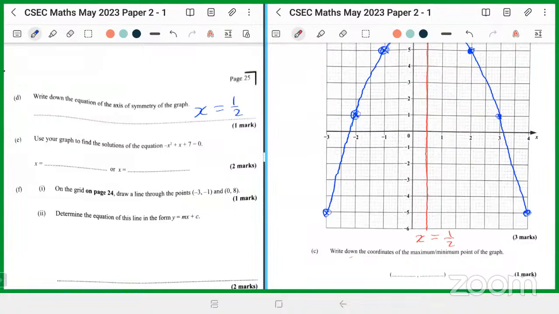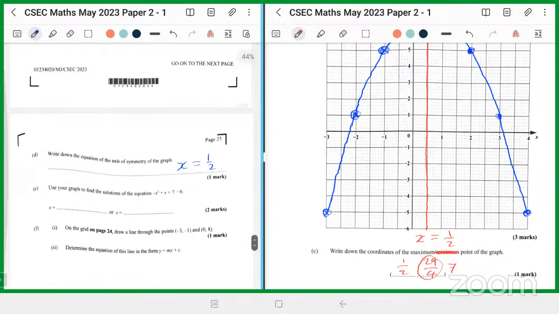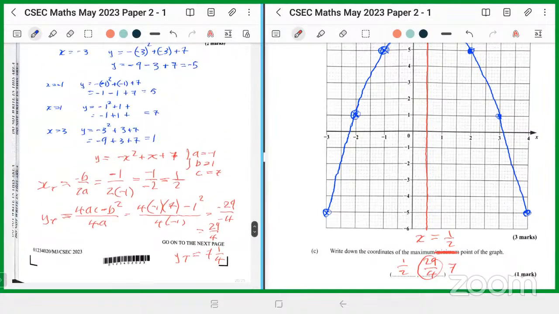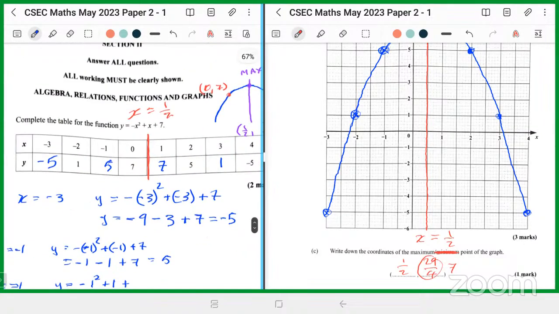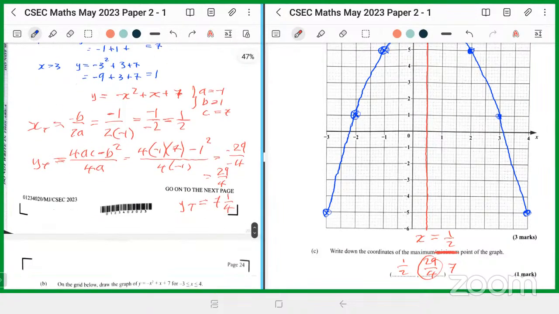And below the graph, they wanted us to write down the coordinates of the maximum or minimum point. This is the maximum point, so I'm going to cross this out. It's a maximum point: half, 29 over 4. If you want, put 7 and a quarter. Plenty of people will put 7 for this and get it wrong, because they're working exclusively from what they saw in the table, and the highest value they saw in the table was a 7. But you have to know that the maximum value cannot occur at 2 different points. It occurs only at 1 point. So you know to calculate the maximum value, and that is it. Write down the coordinates of the maximum point. See here? That is it.